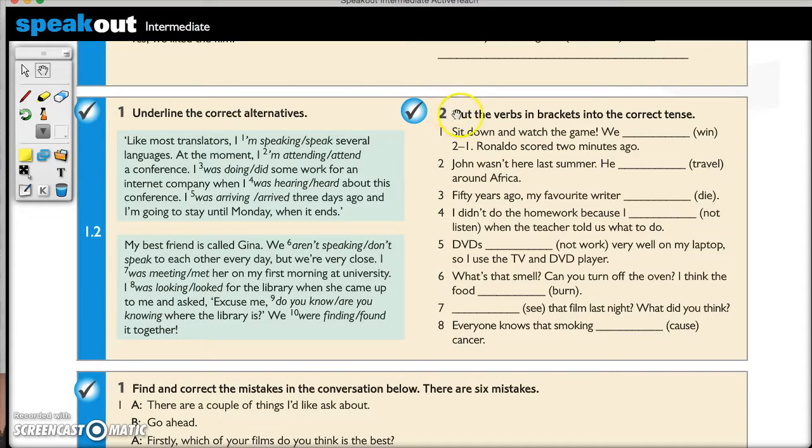And then in the second exercise in this grammar item, you have to put the verbs in brackets, so in this example, win, in the correct tense of the four that we've seen. Sit down and watch the game. We are winning because this is happening at this time, 2-1. Ronaldo scored 2 minutes ago. This is finished, but this is in progress. We are winning and the match has not finished. Okay, and you have to do the same for the rest. Put them in the right tense.